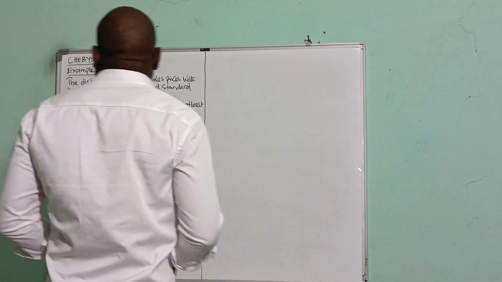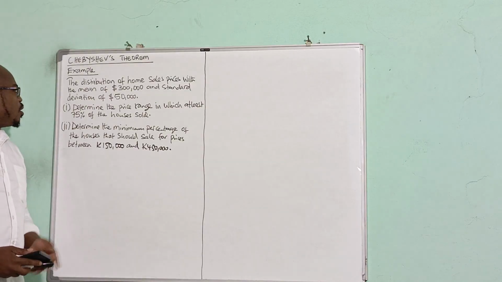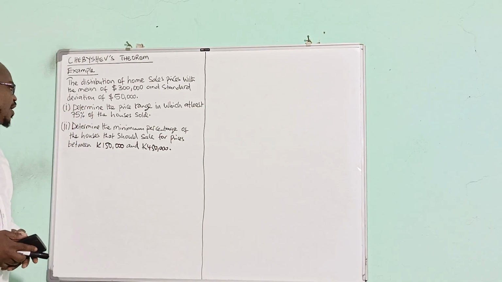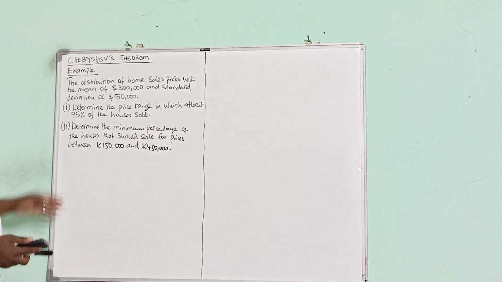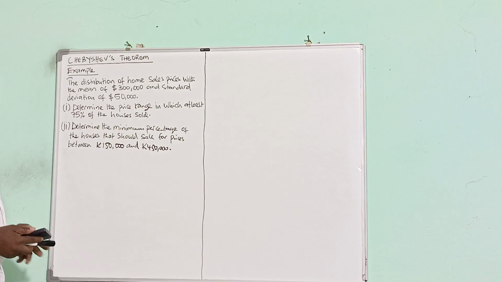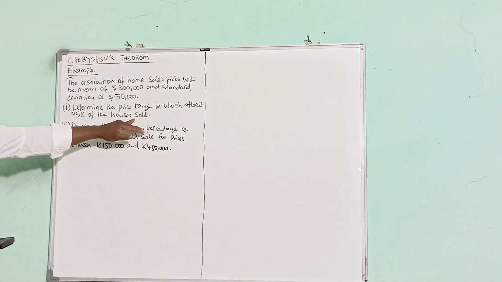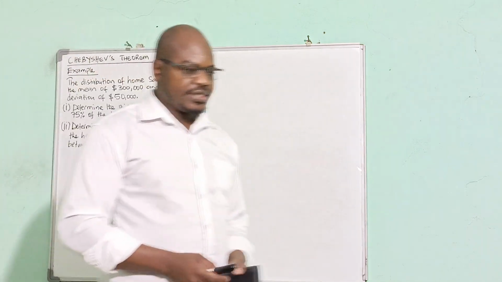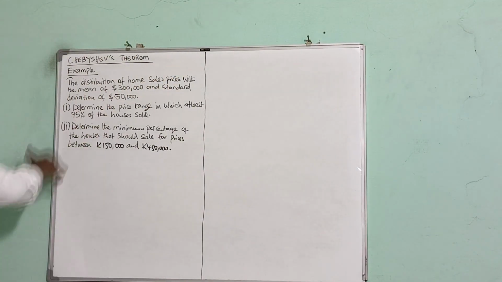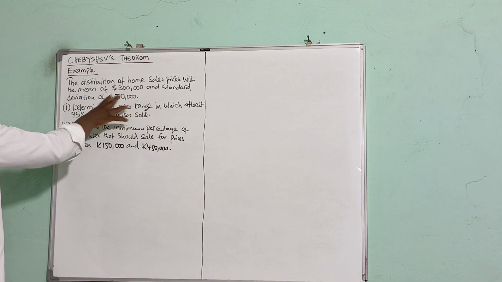The distribution of home sales has a mean of $300,000 and a standard deviation of $50,000. First question: determine the price range in which at least 75% of the houses are sold. So we want to determine the price range. What we have is basically the mean and the standard deviation.